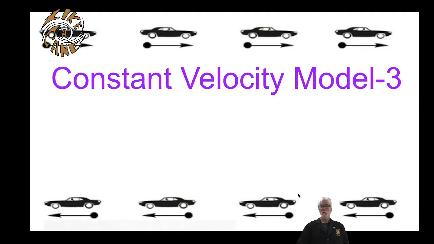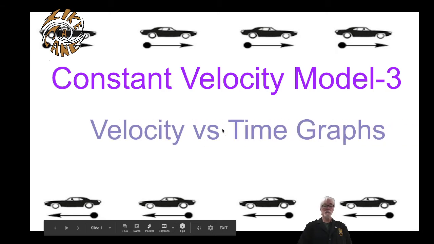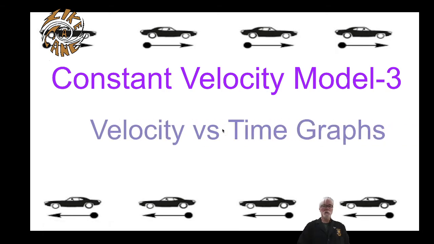In previous videos, we've seen how you can model the motion of an object with a position versus time graph. And then we've also seen how you can use a motion map, which is a little bit more realistic way of modeling motion for an object. Today we're going to look at a third way of modeling motion that focuses on velocity and time rather than on position and time. So this is called the constant velocity, or velocity versus time graph for constant velocity particle model of motion.